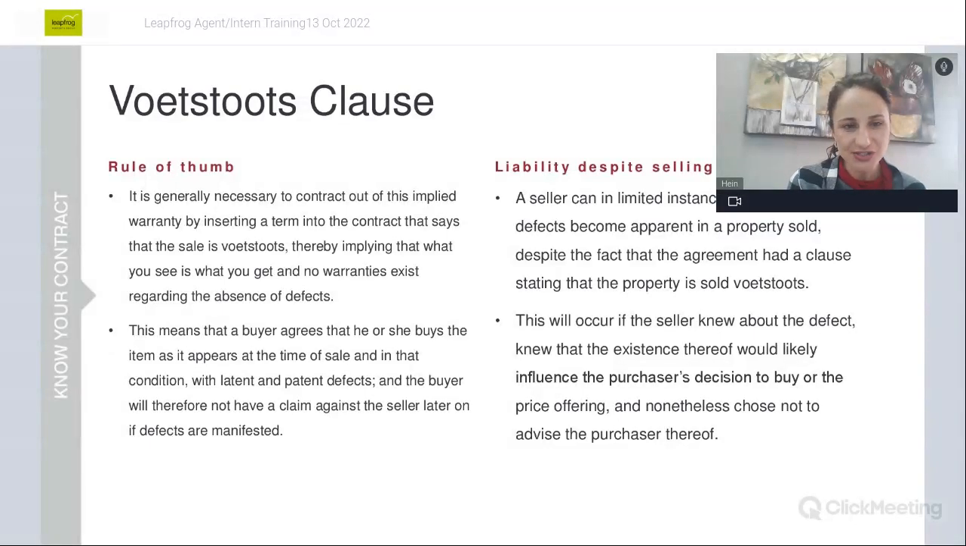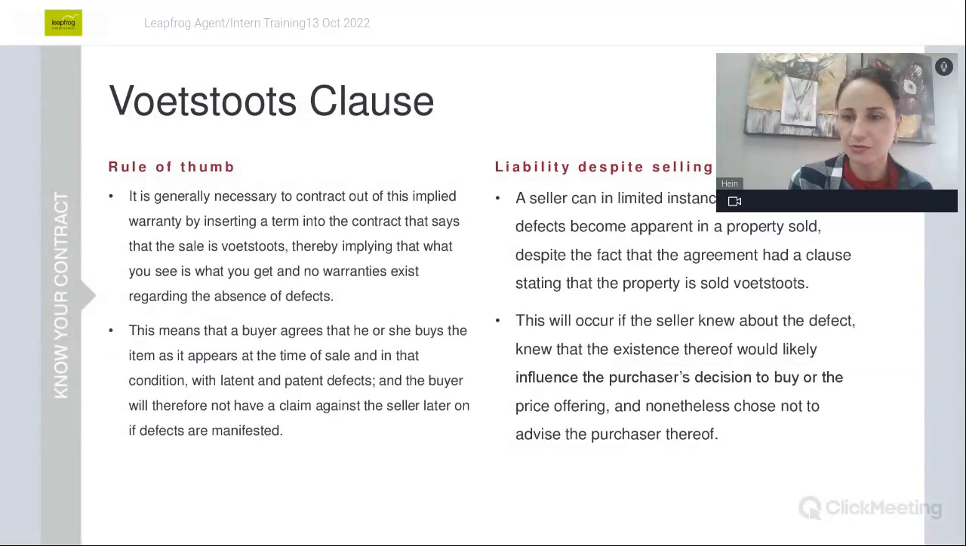Okay, so I've mentioned to you, it's really important that we have this clause. It contracts out of the common law principle, and it really does cover both latent and patent defects. I'm going to chat to you a bit about what is latent and what is patent, and how we differentiate, and what the different obligations are on the sellers and agents when it comes to disclosure. So a seller can only in limited instances be held liable for a defect if there's a Voetstoots clause. So again, that comes down to what is patent and what is latent. I'm going to chat to you about that, but it really focuses on knowledge.